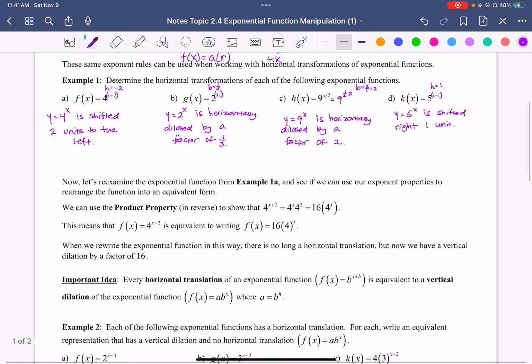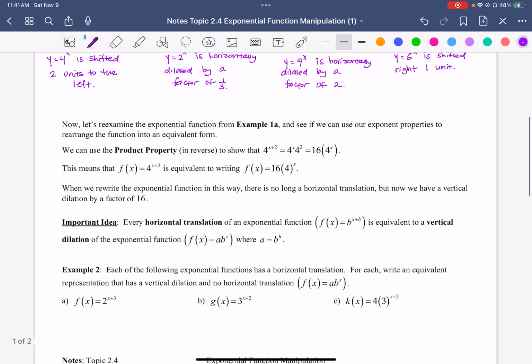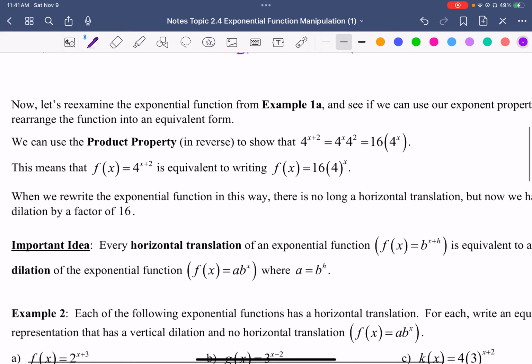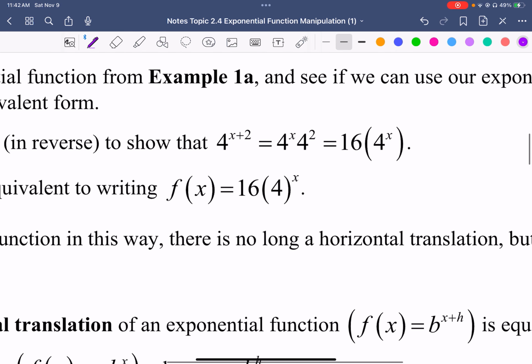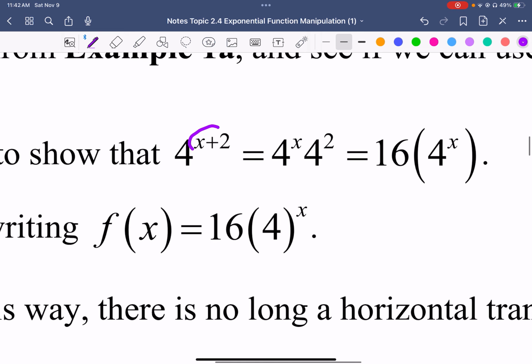Now, let's re-examine the exponential function from example 1a and see if we can use our exponent properties to rearrange the function into an equivalent form. We can use the product property in reverse to show that 4 to the power of x plus 2 is equivalent to 4 to the power of x times 4 squared. Remember, when you have addition in the exponents, you use the product property. You keep the same base, but separate the exponents. So you have 4 to the power of x times 4 squared.